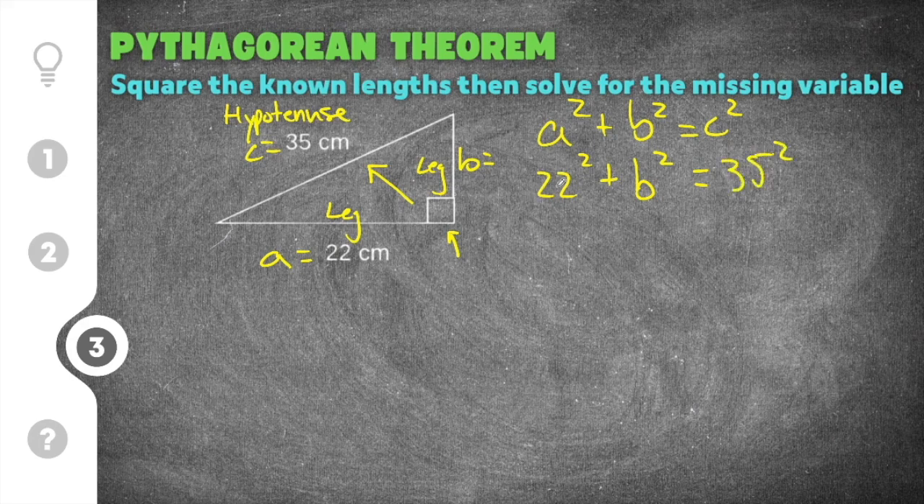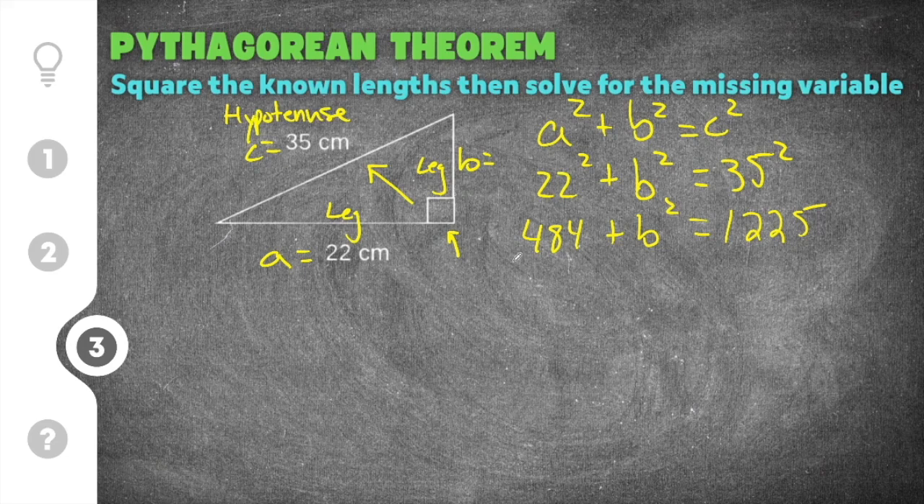Now our Pythagorean theorem is 22 squared plus b squared equals 35 squared. We have to follow the order of operations, which says to do the exponents first. So we're going to square 22, and this is 484. Now b squared stays b squared because we didn't change it, and then we're going to square 35. So 35 times 35 is 1,225.